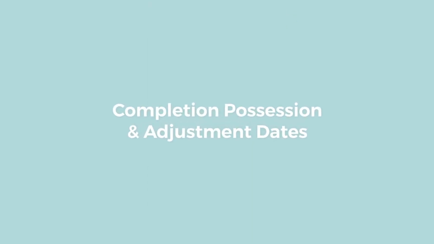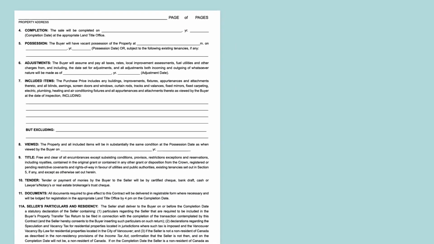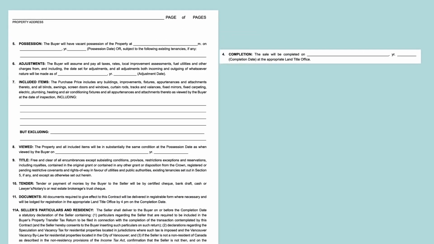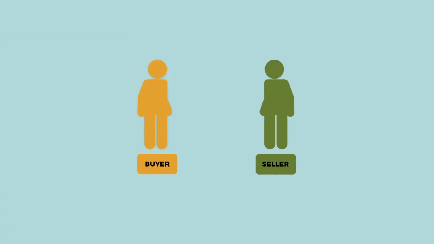Completion, possession, and adjustment dates. These sections set out the timeline for the transaction. The key dates include the completion, possession, and the adjustment dates, which are agreed to by the buyer and the seller when they enter into the contract of purchase and sale. Completion date. The completion date is the date when the buyer's money is paid to the seller and the ownership of the property transfers to the buyer.